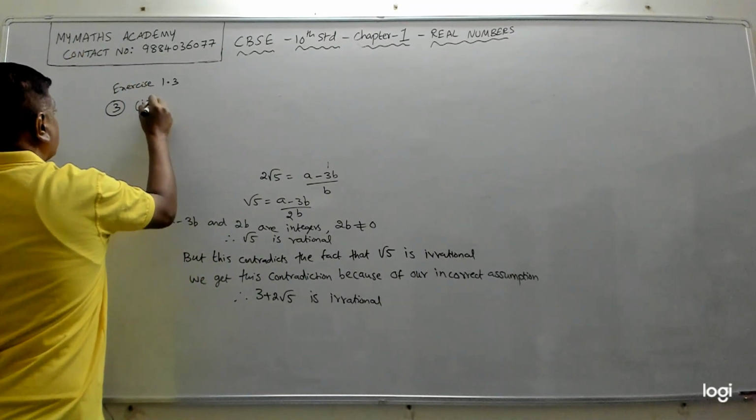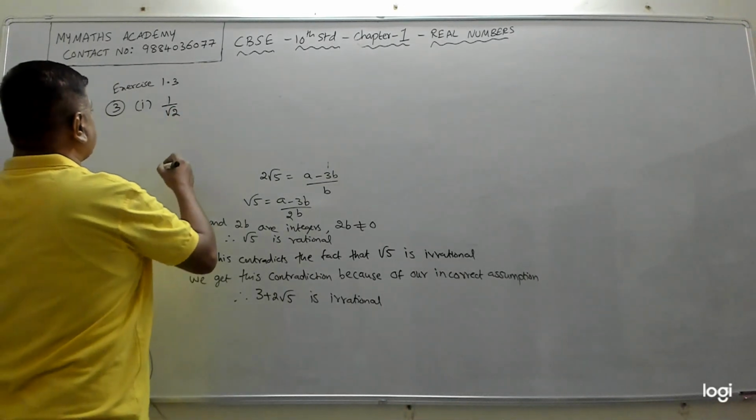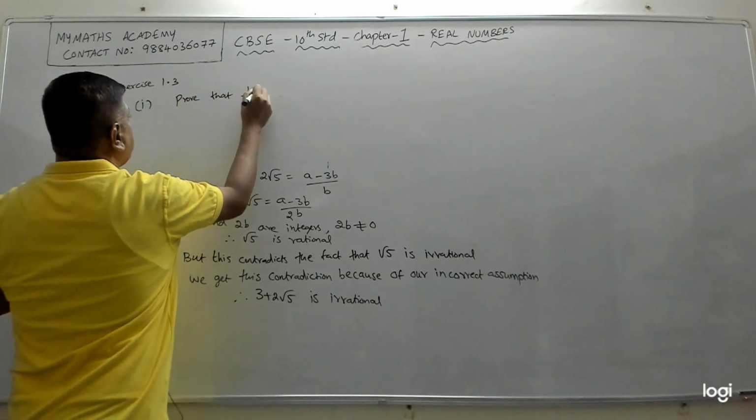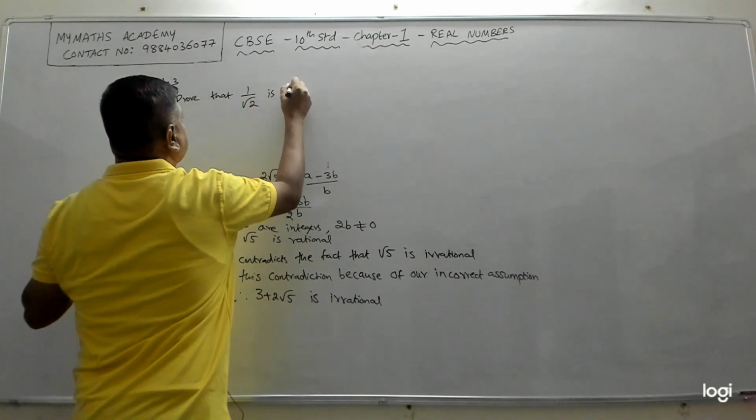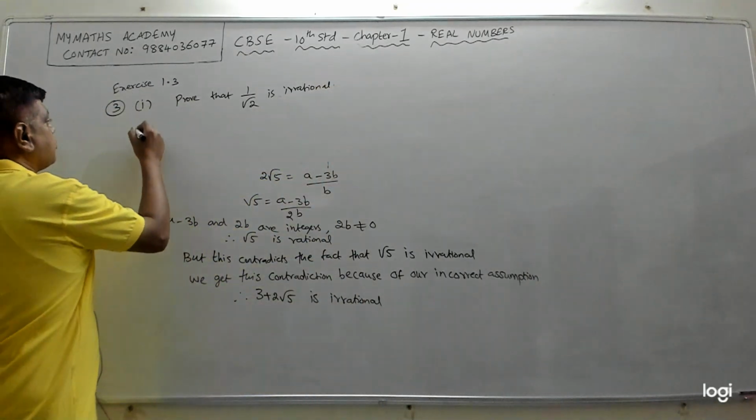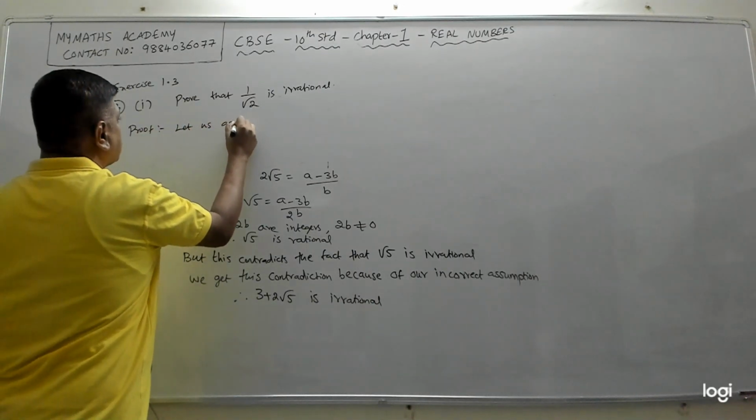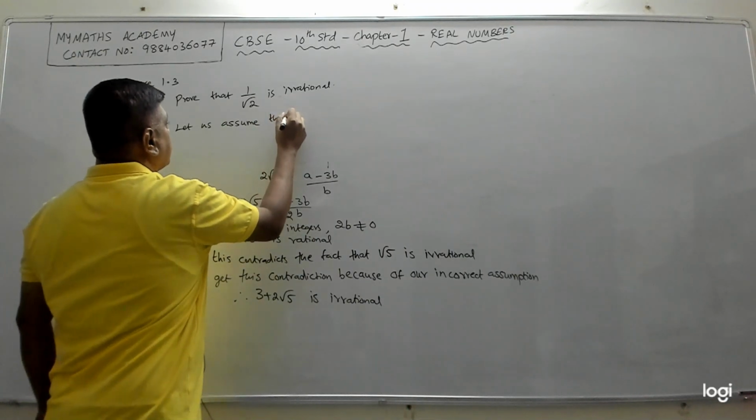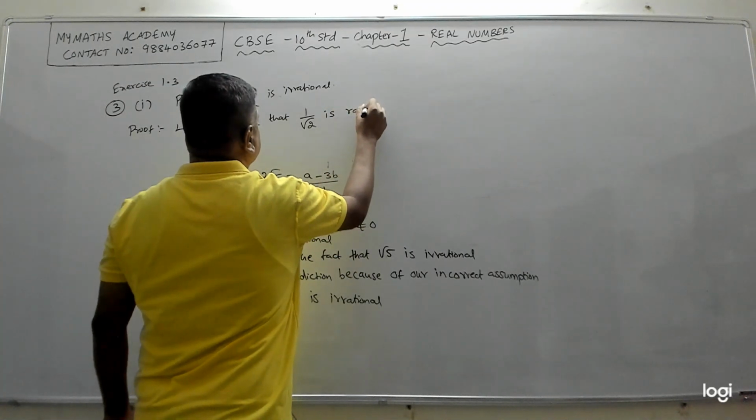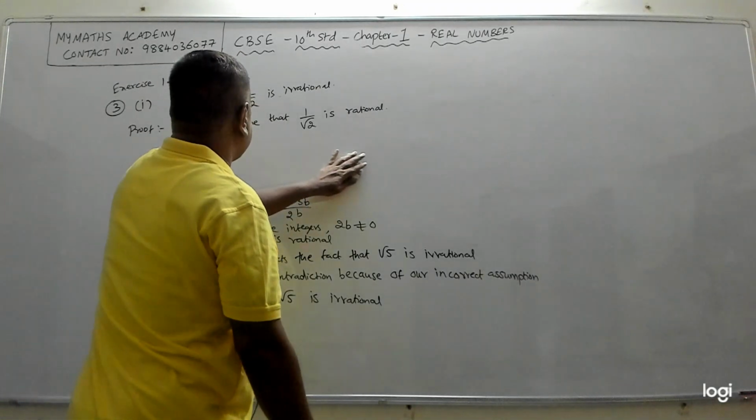First one is 1 by root 2. We have to prove that 1 by root 2 is irrational. So again we'll assume, let us assume that 1 by root 2 is rational. The moment 1 by root 2 is rational, then what can we say?